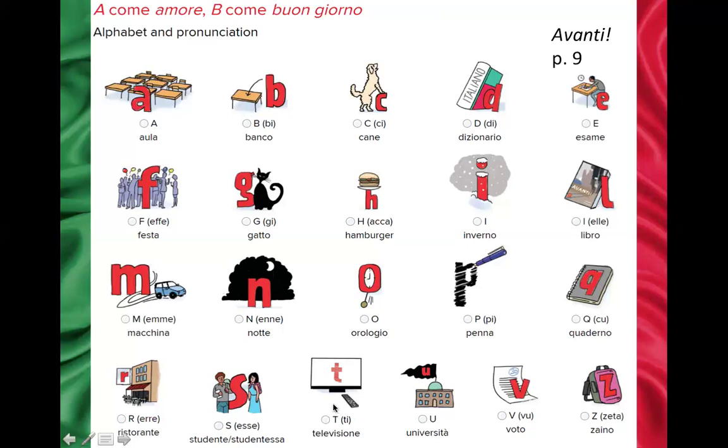T as in televisione. Italians usually call the television la TV, the TV. U as in università, as in FSU. V as in voto, which is a grade, which again, you all don't have, but my other poor students do. Z as in zaino, which is a backpack. Notice that it's like pizza. It has that sound, not like a bumblebee, but as in pizza, zaino.